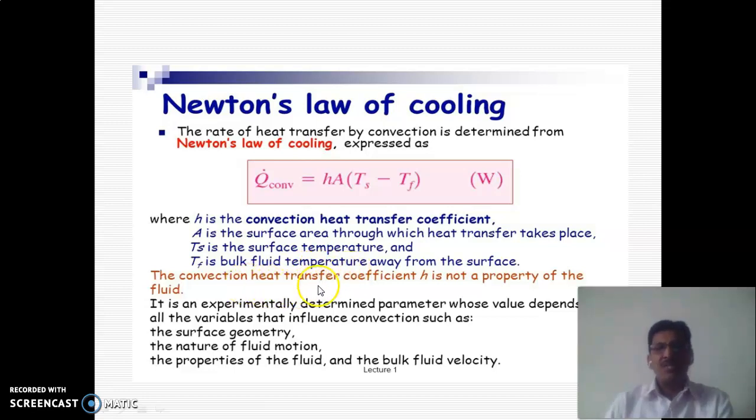So the convection heat transfer coefficient h is not a property of the fluid. It is an experimentally determined parameter whose value depends on a number of variables such as surface geometry, the nature of fluid motion, the properties of the fluid, and the bulk fluid velocity. So by using this you can find out the rate of heat transfer in the convection mode of heat transfer.